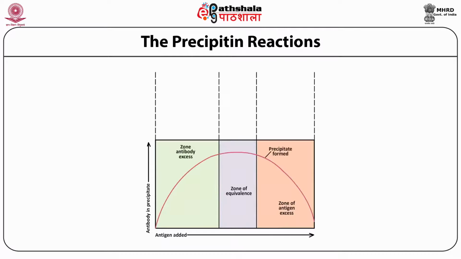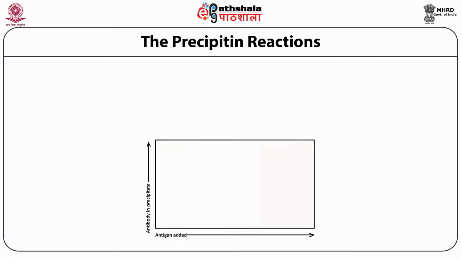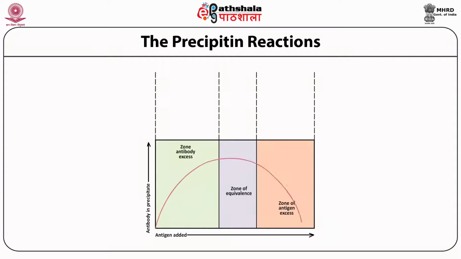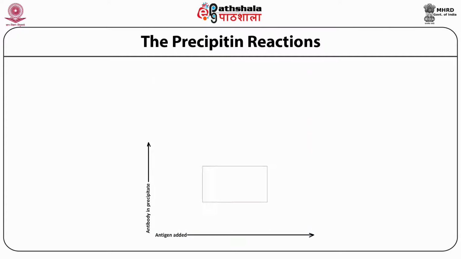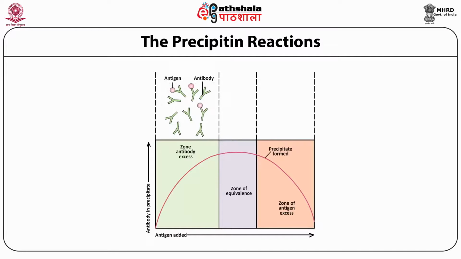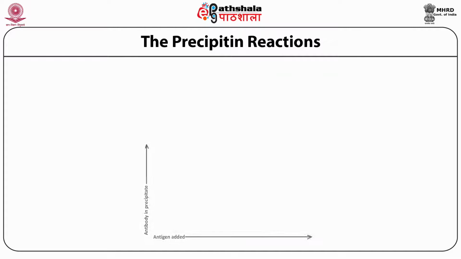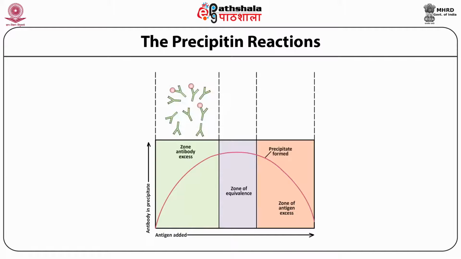Similarly, if monovalent antibody fragments, Fab, are used in place of antibody molecules, we get these soluble immune complexes. However, if the antigen is multivalent and the antibody, which is normally at least bivalent, is used, then after about 12 to 24 hours, a precipitate becomes visible. This kind of reaction can be done even in a test tube.